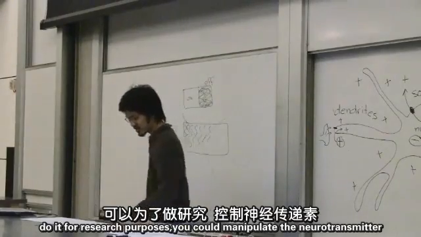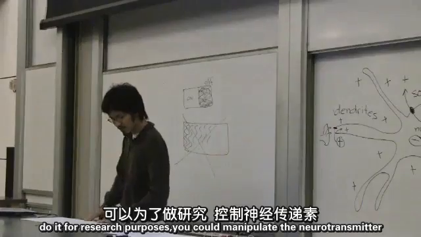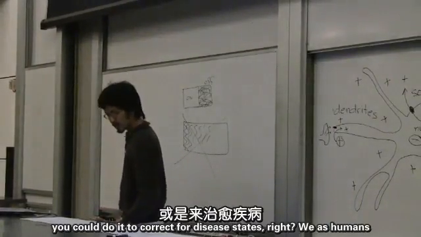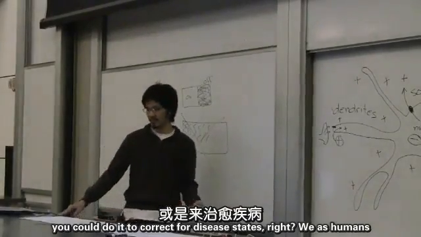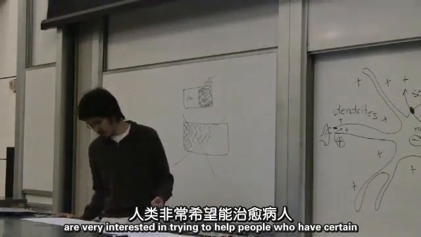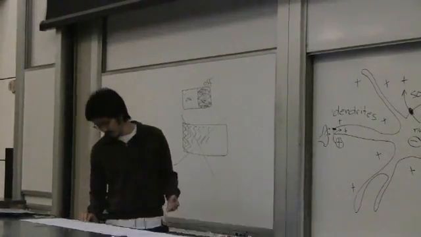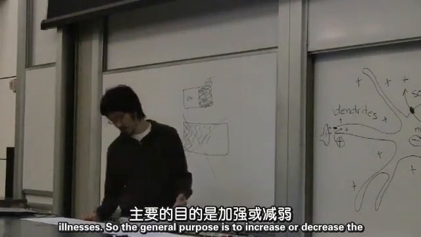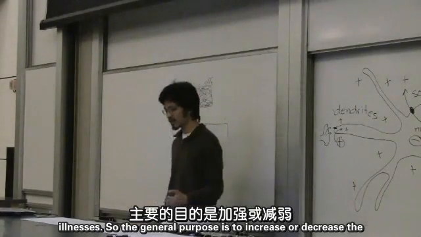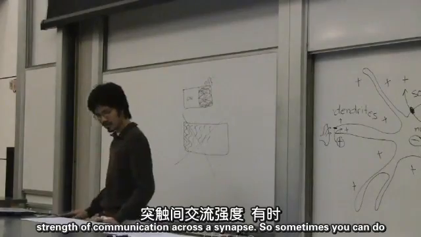You could manipulate the neurotransmitter or the receptor to figure out more about what their functions are, or you could do it to correct for disease states. We as humans are very interested in trying to help people who have certain illnesses. So the general purpose is to increase or decrease the strength of communication across a synapse.